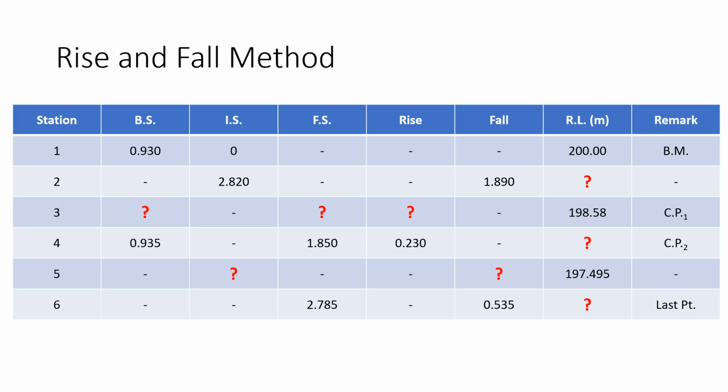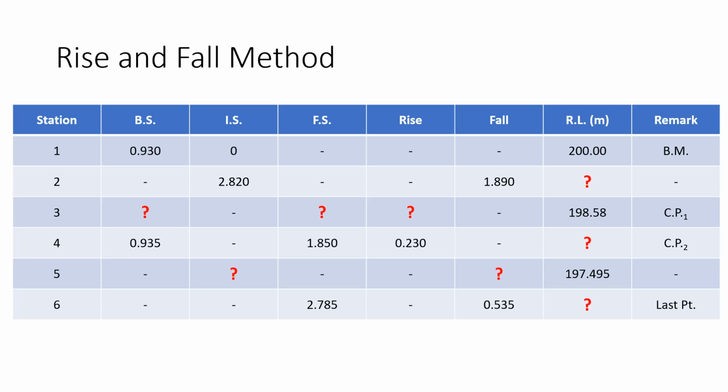Let's go through this exercise together so that we can have a better understanding of the rise and fall method. We can see there are 6 stations in this exercise. Of course, the first will be the benchmark. So we know that the reduced level at the benchmark is 200 meters.